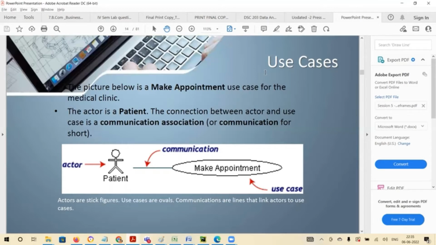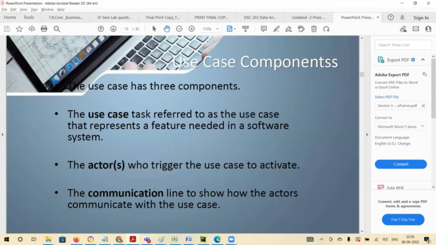The actor is your patient, and we draw a line between the patient and the use case, indicating communication. It means your actor is communicating with the use case. Your use case is oval in shape, the patient is a stick figure, and you have a line indicating communication. This is how we draw a use case. Of course, it will be in a rectangle, and the rectangle can have more than one use case as well.